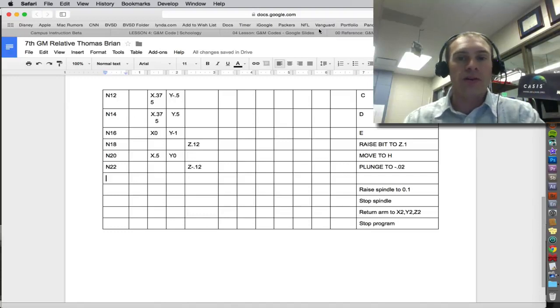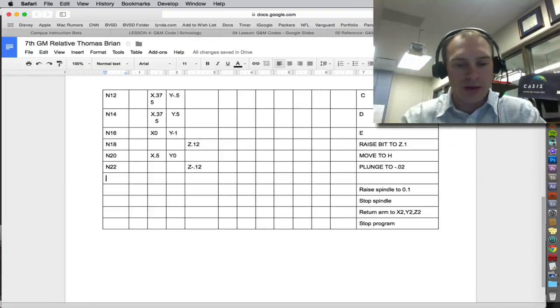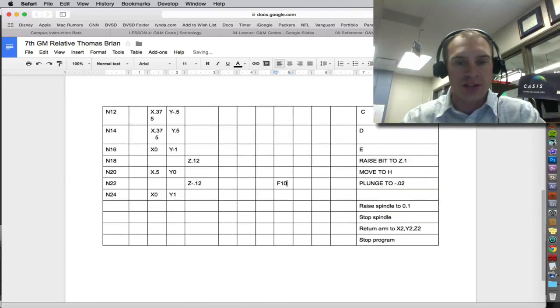And then we're going to go from H to F, and so H to F is right 0, up 1, so H to F, that's correct, 0, 1. So we go N24, X0, Y1. And you'll probably note that I forgot to change my feed speed here, F10 for plunging, and then F20 again as we start to mill. My G, it's still G01, that's been the same every time.